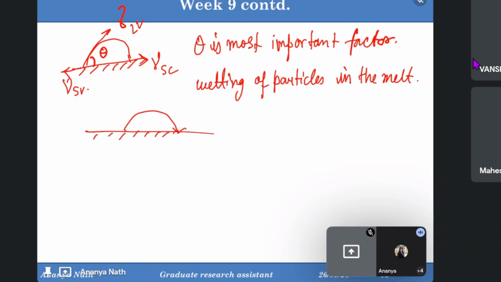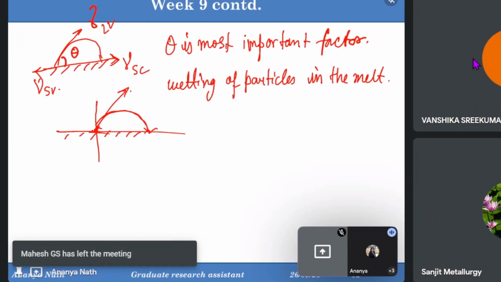If this is seated over here, then this surface energy is also considered with this origin. We are taking this origin. This is one particle which is seated and this is our origin, and here if we draw the vector or the direction of the surface energy, it will look like this.